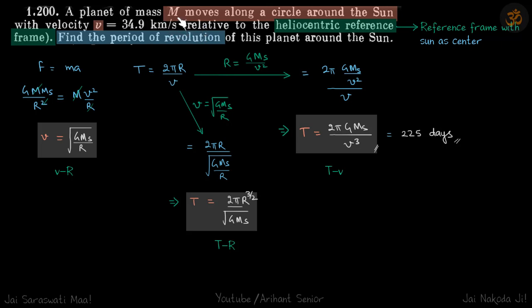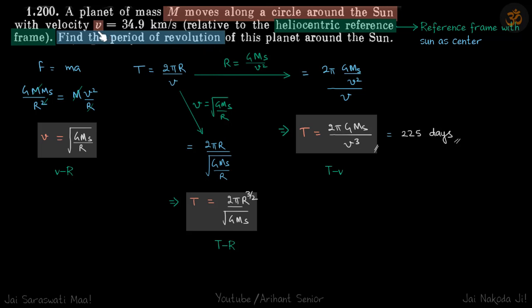A planet of mass m moves along a circle around the sun with velocity which is given in a heliocentric reference frame. So this simply means that our reference frame is with sun as center, because in reality sun itself also moves, but we are not bothering about that by keeping our reference frame as the sun itself. We need to find the period of revolution.